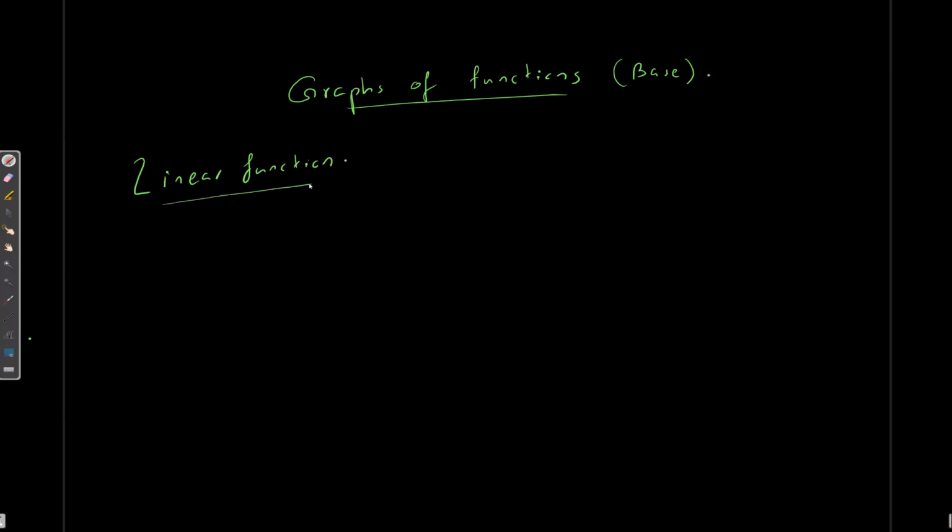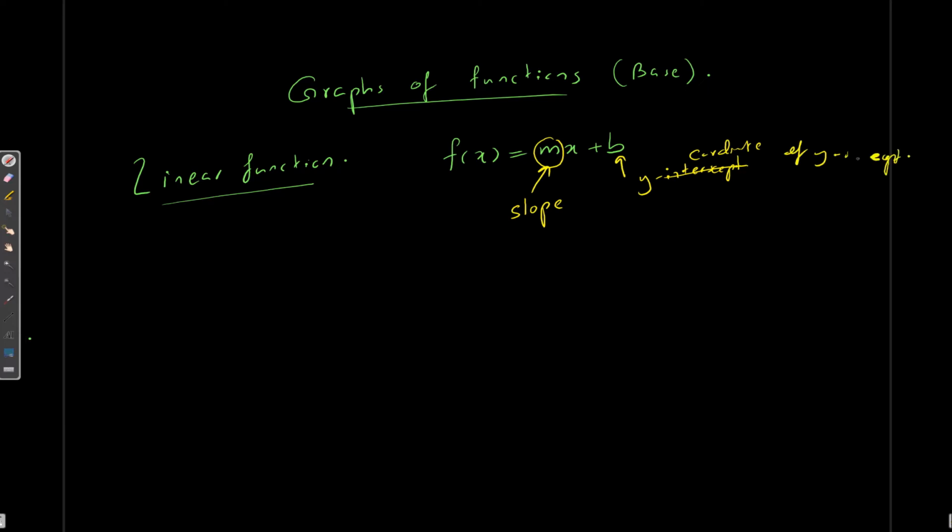Linear function means any function of this form, f(x) = mx + p. Now this is the slope. When we learn about linear equation, we learn these things. And this is the y-intercept. Actually, this is the y-coordinate of the y-intercept.